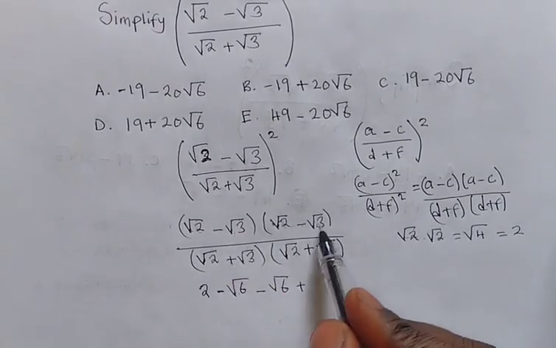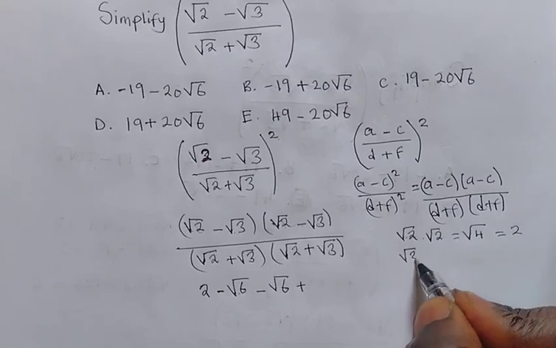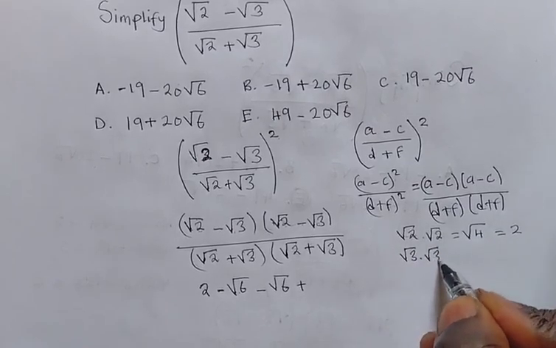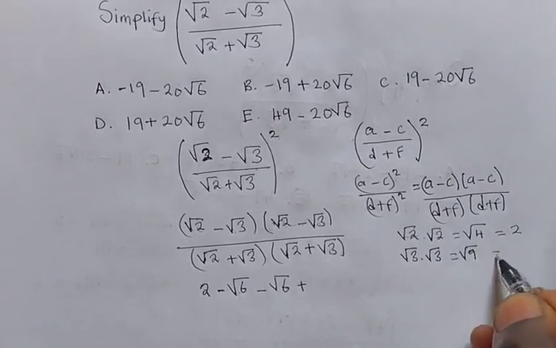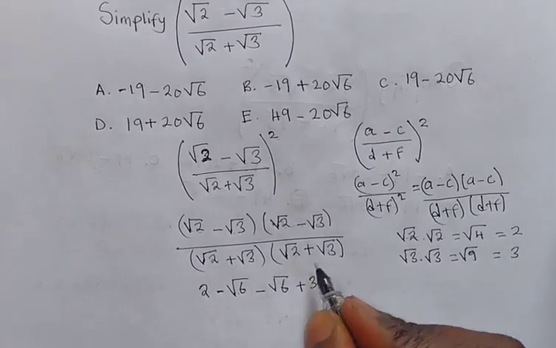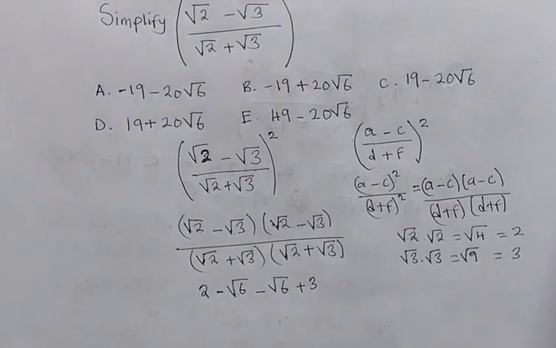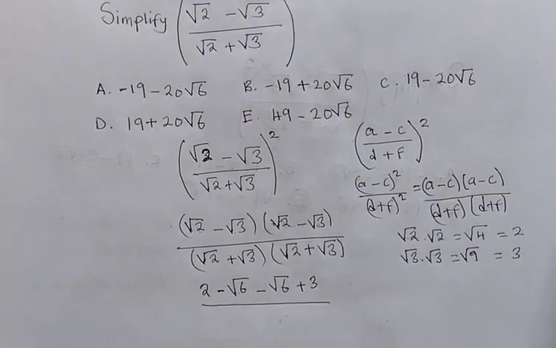Then root of 3 times root of 3. So we are following this idea here. So root of 3 times root of 3, this will give us root of what? 9. Now we know the square root of 9 is a 3. So here we are going to write a 3 for this one here. Okay. Then from there, what are we going to do? We can divide.